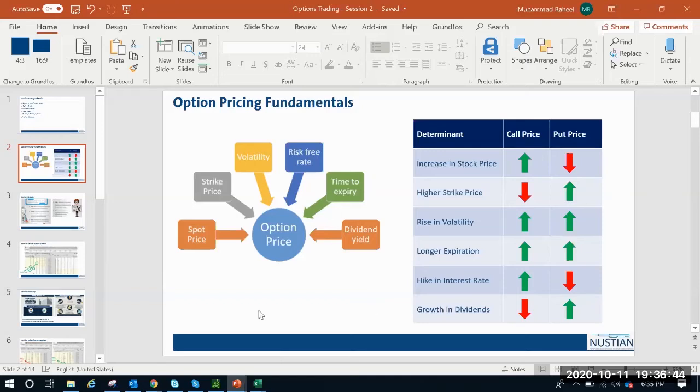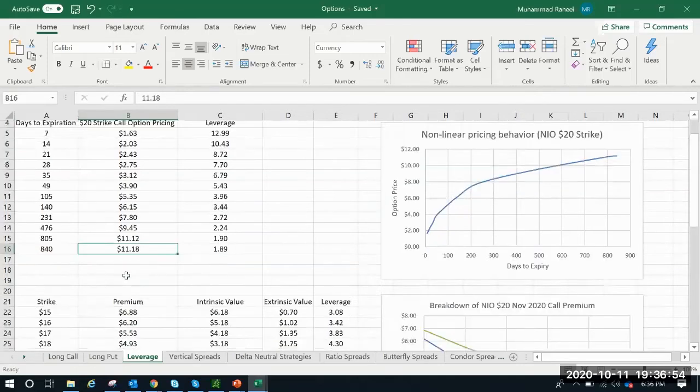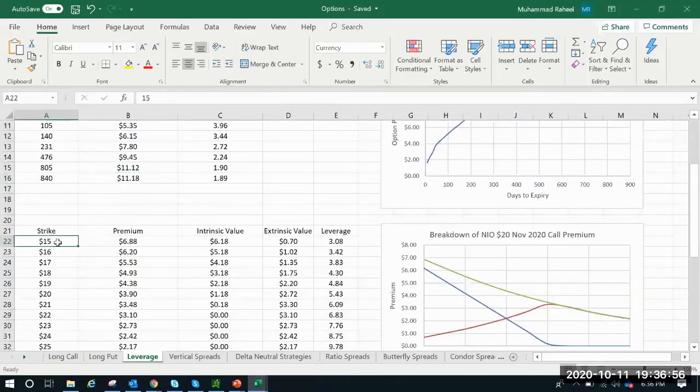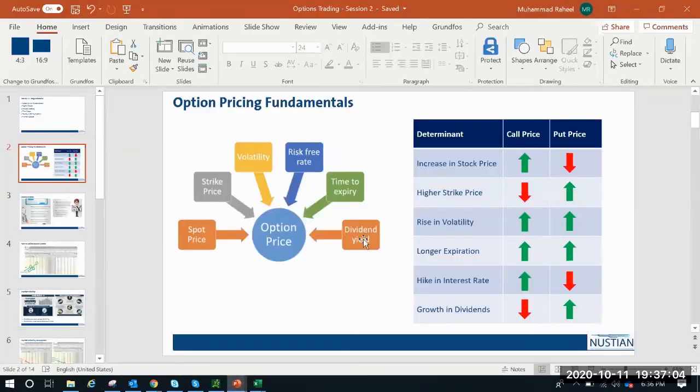Very important: time to expiry. We saw same strike, different expiries. If you go to a later expiry, more days, more money, right? Here we saw same expiry, deep in the money strike, more money, right? So that's the intuition you have to develop. Dividend yield, don't worry about it. Dividends generally drop the stock price because you are getting some payout.